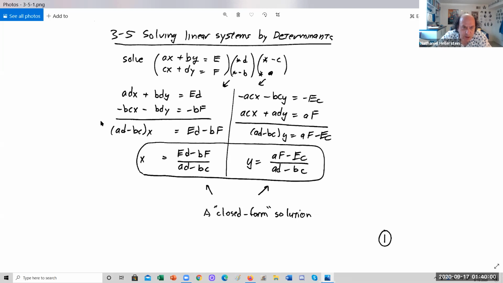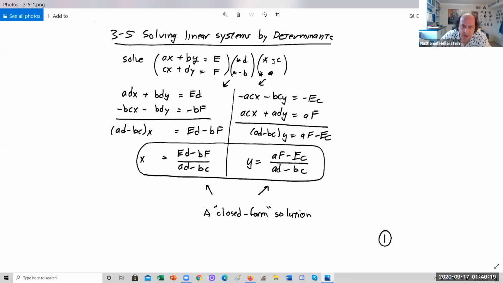Now if we add the equations, these two terms add up to AD minus BC times X. The BDY minus BDY cancels out, and on the other side you get ED minus BF. So you get X equals ED minus BF over AD minus BC.